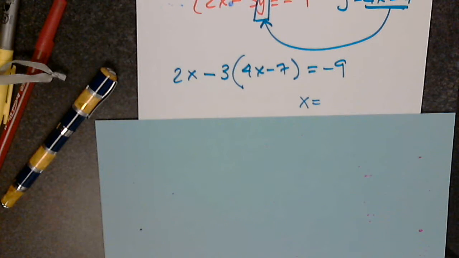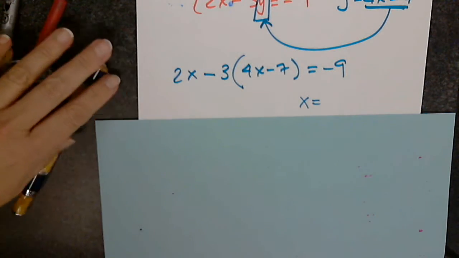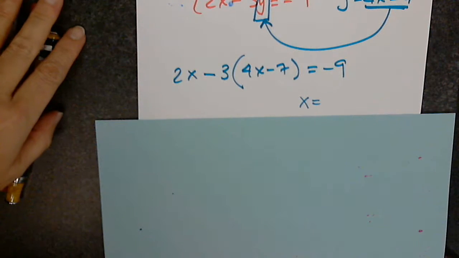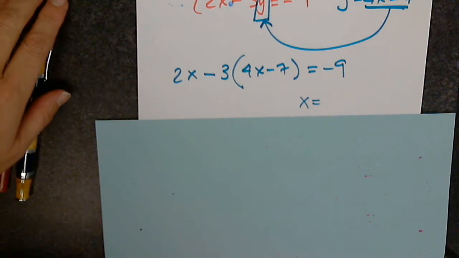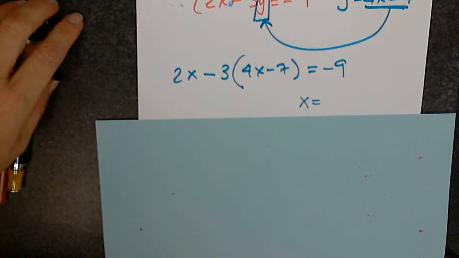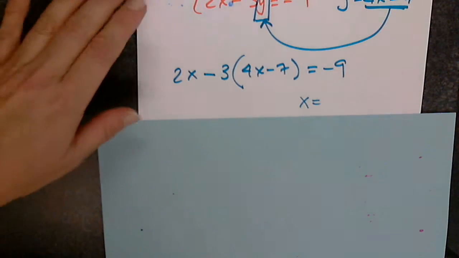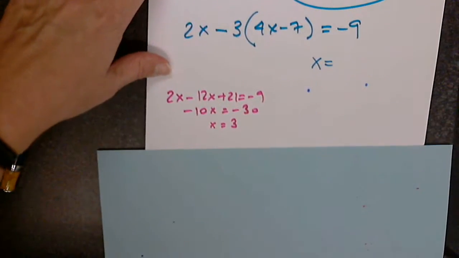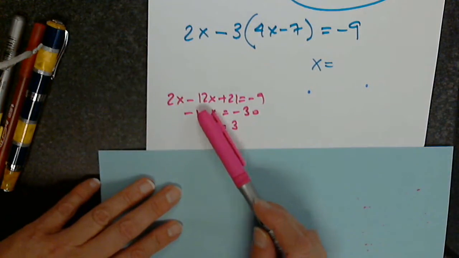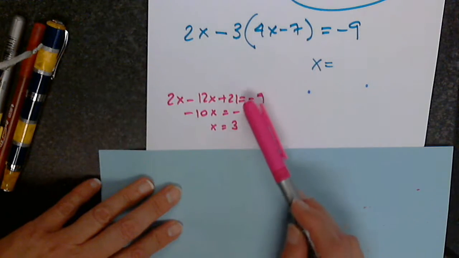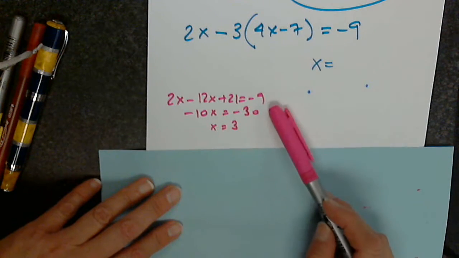How much is x? 3. Do you all agree with 3? Did everyone get 3? Wonderful. So let me show you what I did. I copied 2x, I distributed negative 3, and I got negative 12x. Negative 3 times negative 7 is positive 21, and negative 9 on the other side.